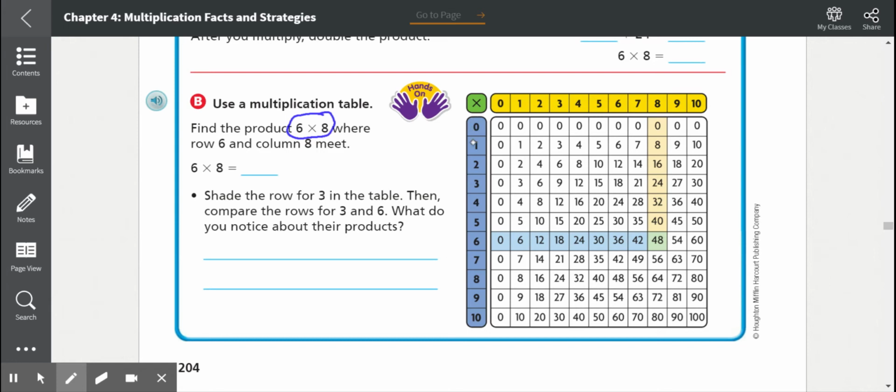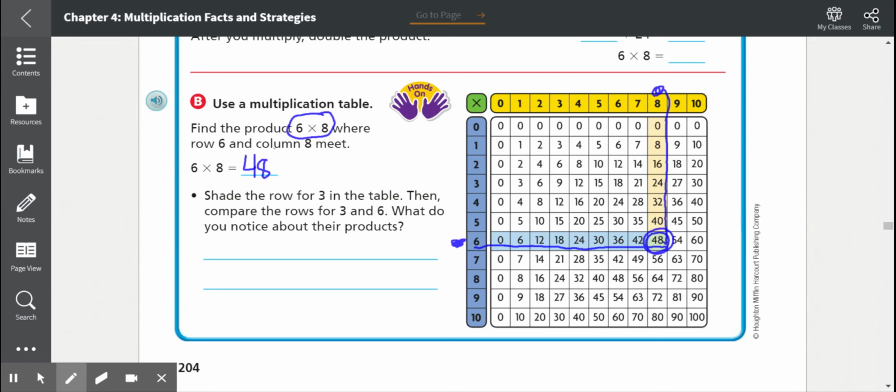So we're going to go all the way down till we get to 6. And we're going to keep going this way until we get to where 8 would be. So wherever they meet is the answer. So 6 times 8 would be 48.